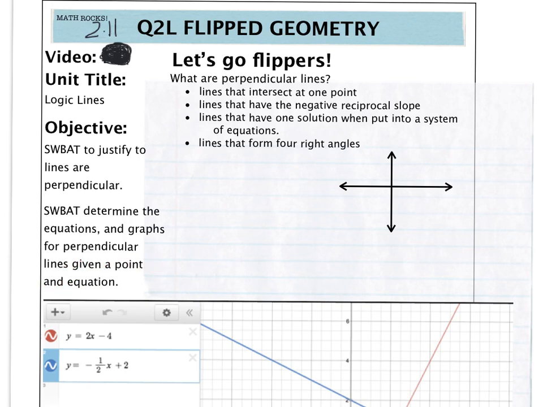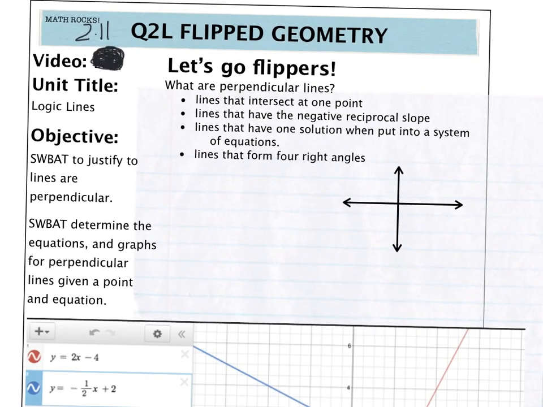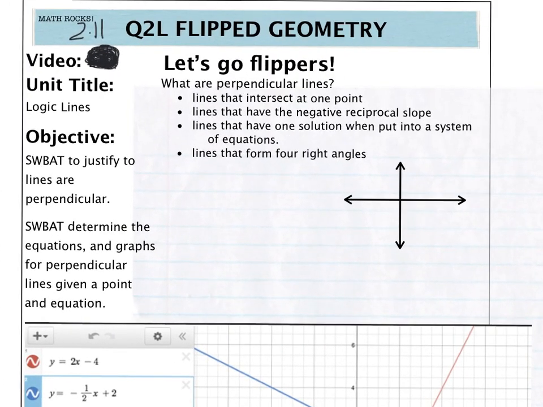Alright, let's go flippers. What we want to talk about first is what perpendicular lines are, and here are 4 specific facts about them. The first is that perpendicular lines are lines that intersect at one point. If we look at these lines, they intersect at one point and one point only. So that's one condition of being perpendicular.